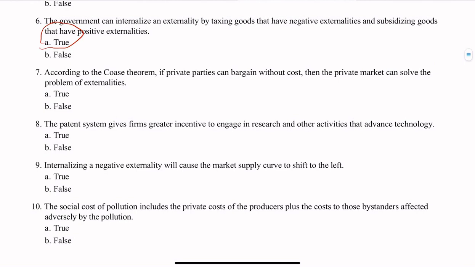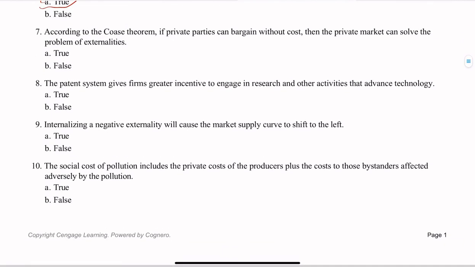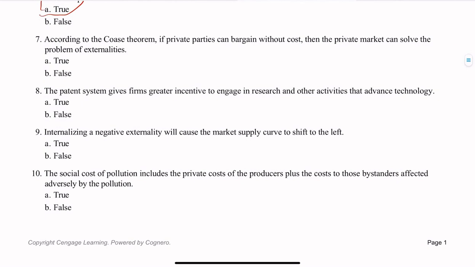Seventh, according to the Coase Theorem, if private parties can bargain without cost, then the private market can solve the problem of externalities. So this is essentially like the exact version of the Coase Theorem we just learned in the lecture note, right? So this is correct here.